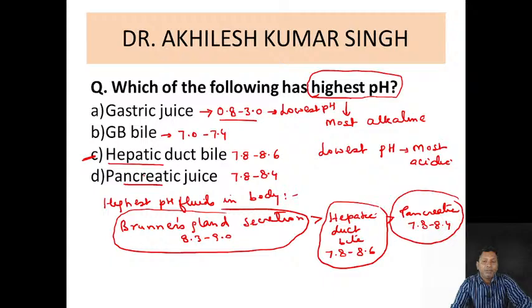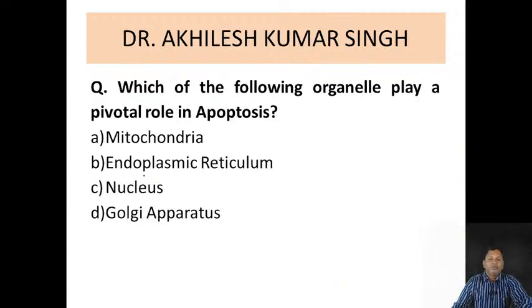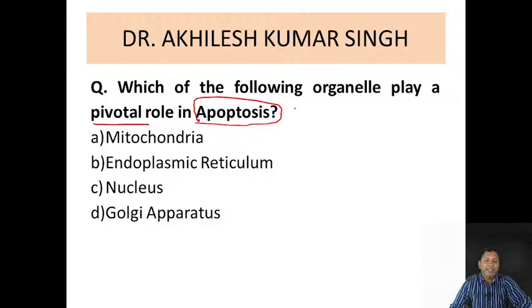So next question is, which of the following organelles plays a pivotal role in apoptosis? In apoptosis, two types of questions are asked in the exam. This is one of the very important topics from the examination point of view, right? It is important in pathology also.